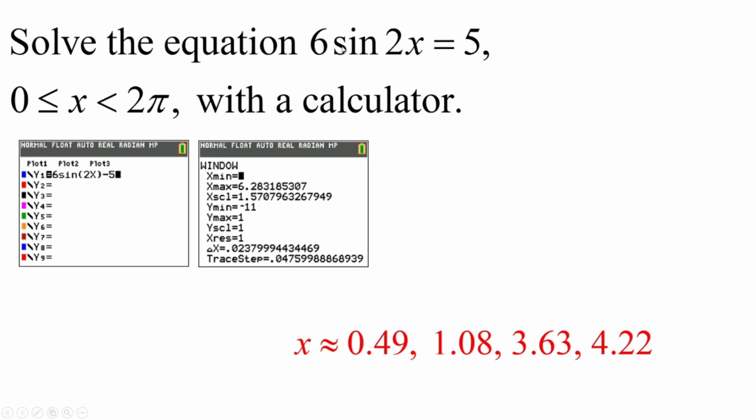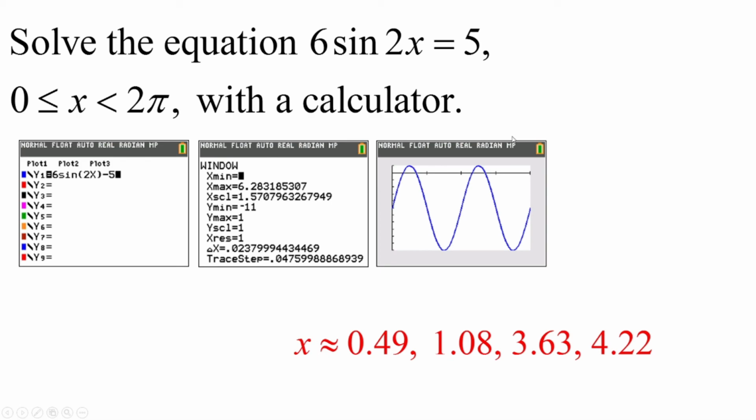Now, this 6 sine of 2x would oscillate between negative 6 and 6, but we subtracted 5 from that. So negative 6 minus 5 is negative 11, so I made that my min. And 6 minus 5 would be a 1, so I made that my max. And now I'm going to have a great graph where the zeros will be the solution to this equation. There they are. And again, now you can find each of these very easily on your calculator.